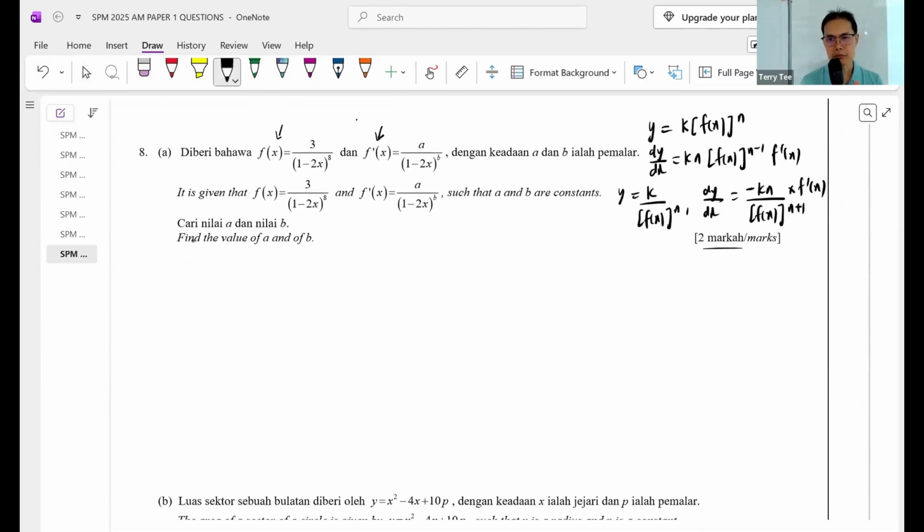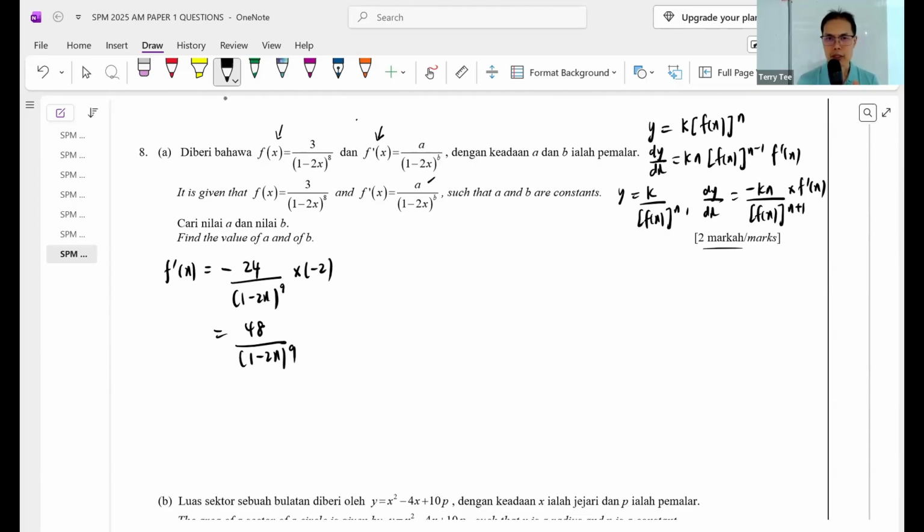Let me show you method 2 first, the fast way. This one is not dy/dx, this is f(x). When you differentiate, we write f prime x. Number 1, put a negative in front. 3 times 8 is 24. Copy the bracket. Increase the power by 1, 9. Differentiate inside the bracket, differentiate 1 minus 2x, you get minus 2. So what am I getting here? 48 over (1 minus 2x) power 9.